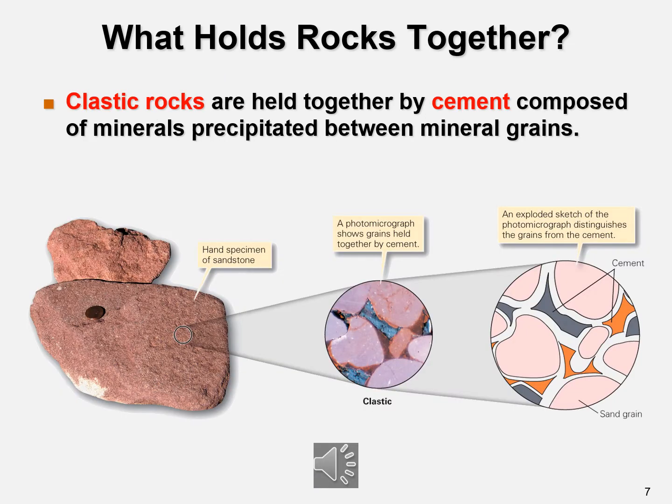Grains in rocks connect to form a coherent mass because natural cement, composed of minerals that precipitated from water in the space between the grains, glues or binds them together. Rocks whose grains are held together by cement are called clastic rocks. The clastic rock in this image is sandstone.